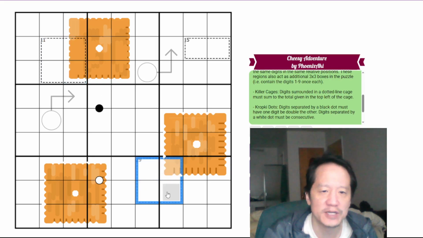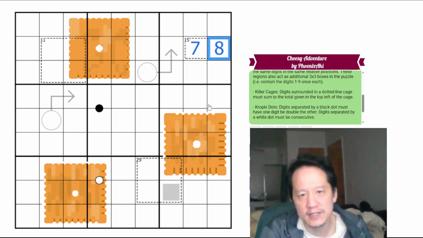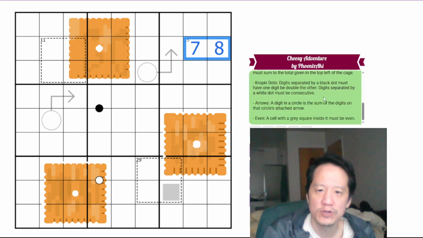These 4 digits must add up to 29. So for example, if this were, say, a 7, this would have to be an 8, because these 2 digits must add up to 15. And that's how killer cages work.